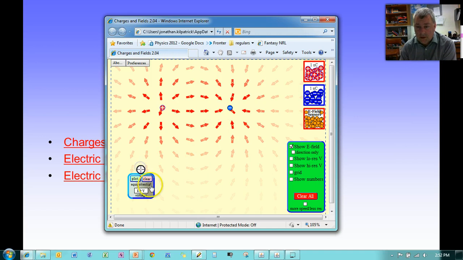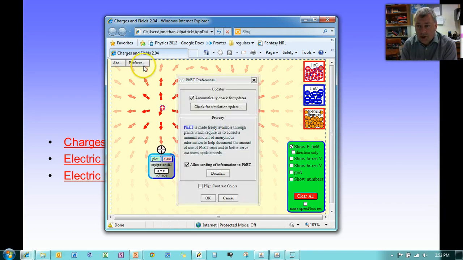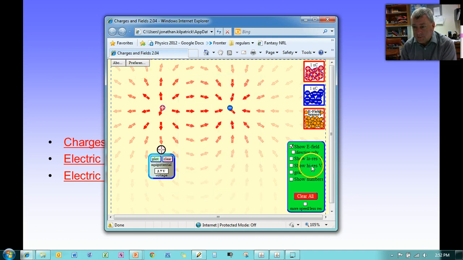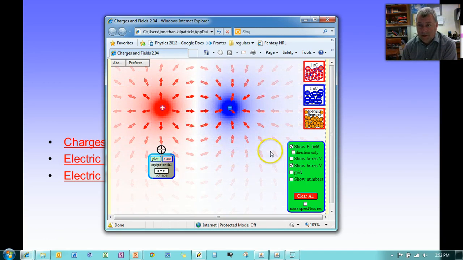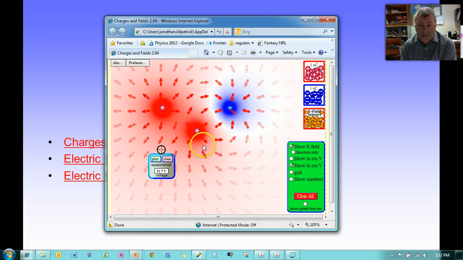And we can use this little counter to measure the equipotential between those, and you can change it to high res, and there it goes. And if we wanted to throw in another one, okay, we start seeing the variations in the electric field. That's a fairly simple one. Let's get rid of that.